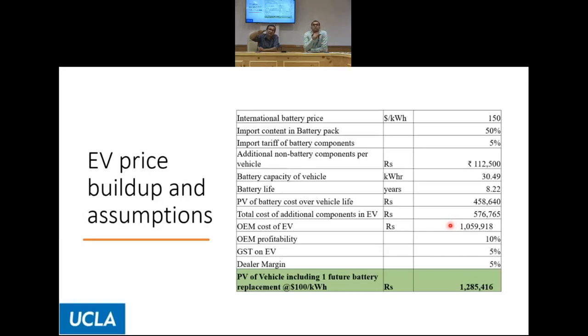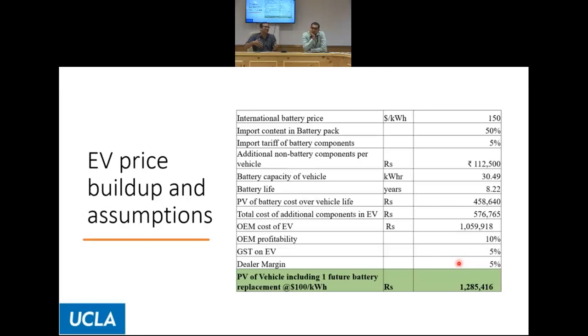I take the 576,765. I put in the dealer margin, the same as for the ICE, internal combustion engine. I put in the GST of only 5%, and then OEM profit. So before OEM profitability, I get to about 10 lakhs.